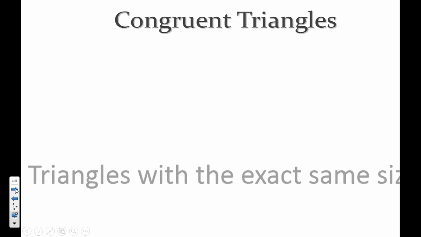So we skipped section 5.3 to go talk about isosceles triangles and equilateral triangles. And then we're going back now to talk about the side angle side theorem, the side side side theorem, and the hypotenuse leg theorem. So a combination of those two.